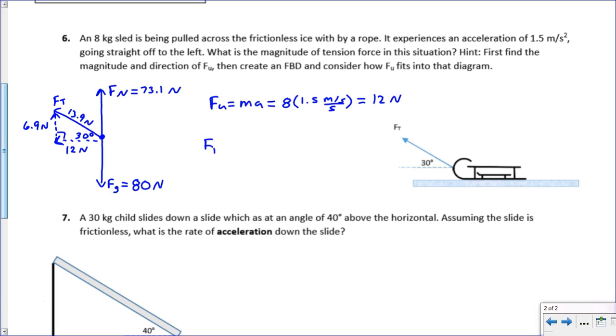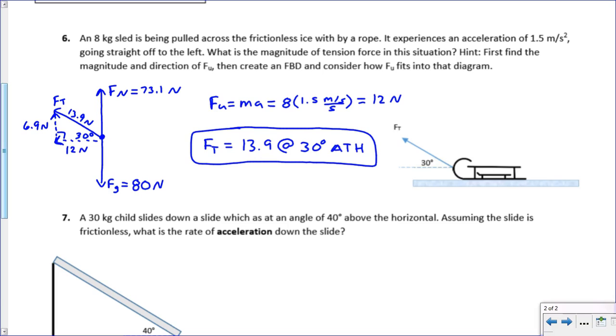Ft in this, we calculated already, is equal to 13.9 newtons in the direction of 30 degrees above the horizontal. And in this case, hopefully it's pretty clear that it's going to the left. And then FU, I had asked you to find the direction there, so this is going left as well. All right. So F tension is up and to the left, and then we've got the unbalanced force there.